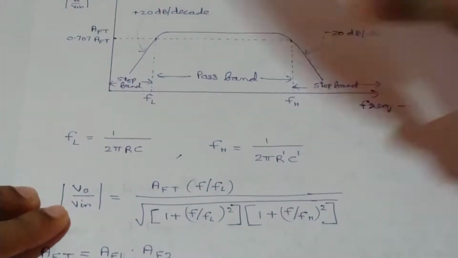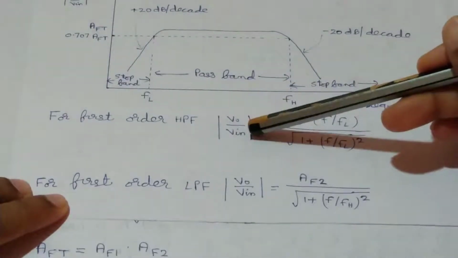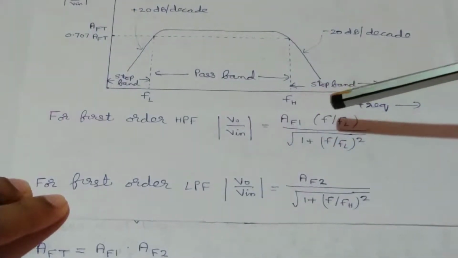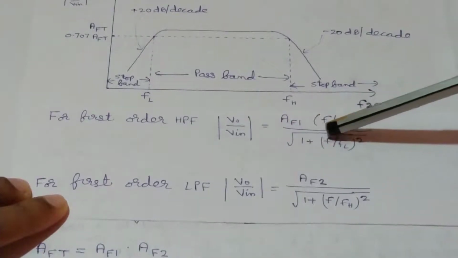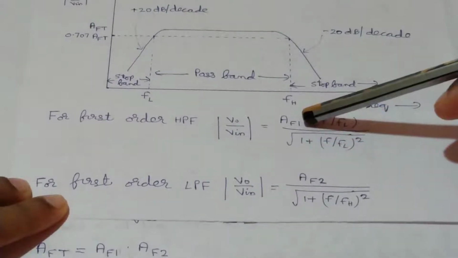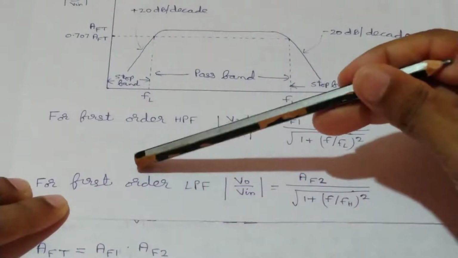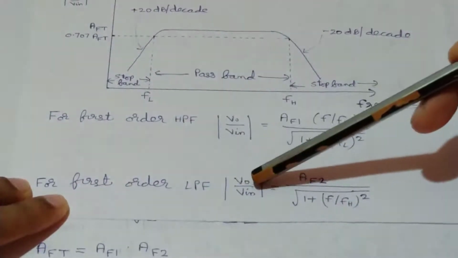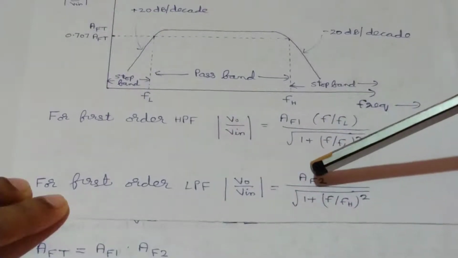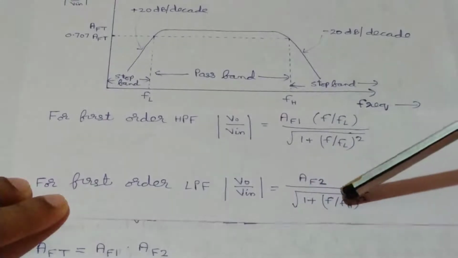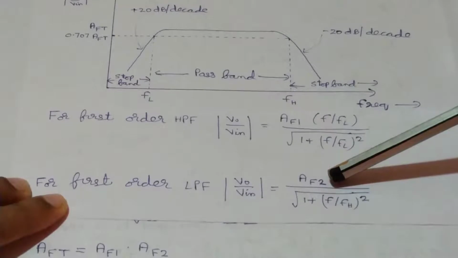We have already studied that for the first order high pass filter, the mod V out by V in equation is AF into F divided by FL divided by root of 1 plus (F divided by FL) square. Here the passband gain for the high pass filter is chosen as AF1. And for the first order low pass filter, the mod V out by V in equation is given by AF2 divided by root of 1 plus (F divided by FH) square. This AF2 is the passband gain for the first order low pass filter.